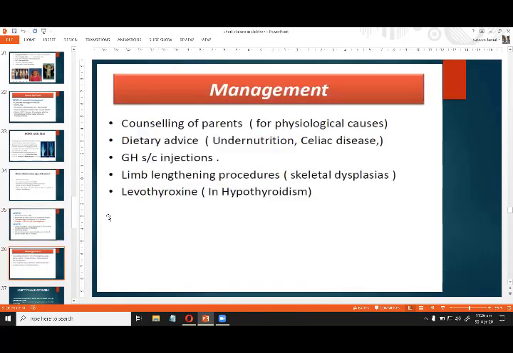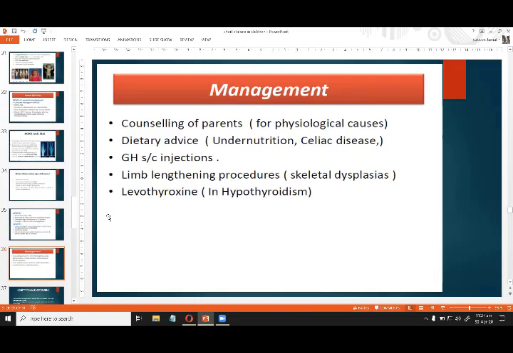The management of a child with short stature is in the form of 4 or 5 parameters. Counseling of the parents, first of all, is done if there is a physiological cause. You go for the dietary advice, take history of undernutrition, and try to manage it. If there is celiac disease, then treat it.